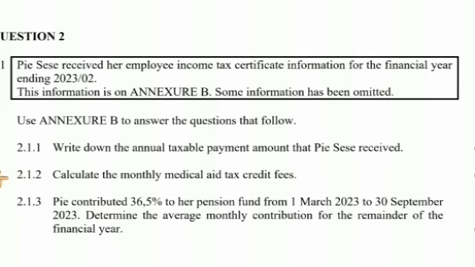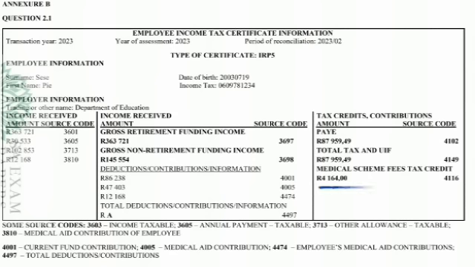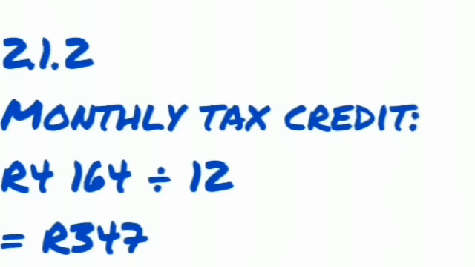In 2.1.2, it says calculate the monthly medical aid tax credit fees. So we are going to go back to our information in Annexure B and look for the monthly medical aid credit fees. Now you will notice everything in Annexure B is on an annual basis, like we did in the previous question. So when we look at the medical scheme fees tax credit there, it says that it is 4,164. We can assume that that amount is an annual amount, and since the question is looking for a monthly fee, we are going to take that amount of 4,164 and divide it by 12 so that we can get our monthly fee of 347 rands.